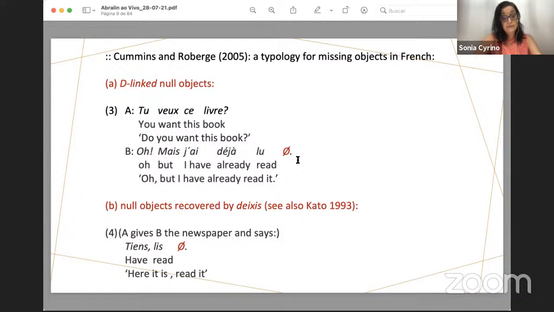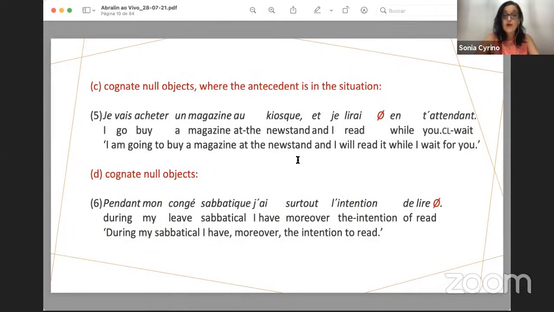Or null objects that can be recovered by deixis, just like the one that I mentioned that was observed by Cato 1993. So one person gives the other the newspaper and says, tiens, lis. So you have the newspaper in your hands. Or what they call cognate null objects, where the antecedent is in the situation. So you are in a bookstore or in a newsstand, and you say, je vais acheter un magazine au kiosque, je lirai en attendant, which means that you are in the situation where objects of reading are possible.